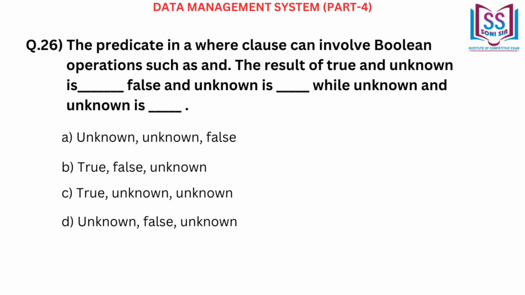A. Unknown, unknown and false. B. True, false and unknown. C. True, unknown and unknown. D. Unknown, false and unknown. Correct answer D. Unknown, false and unknown.